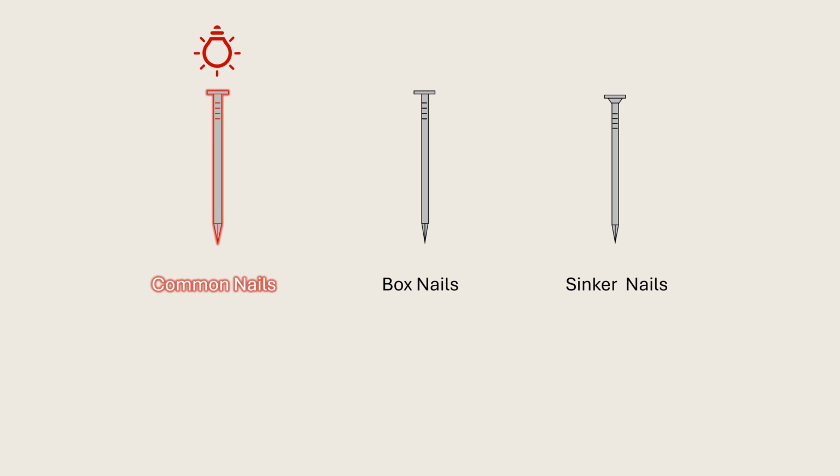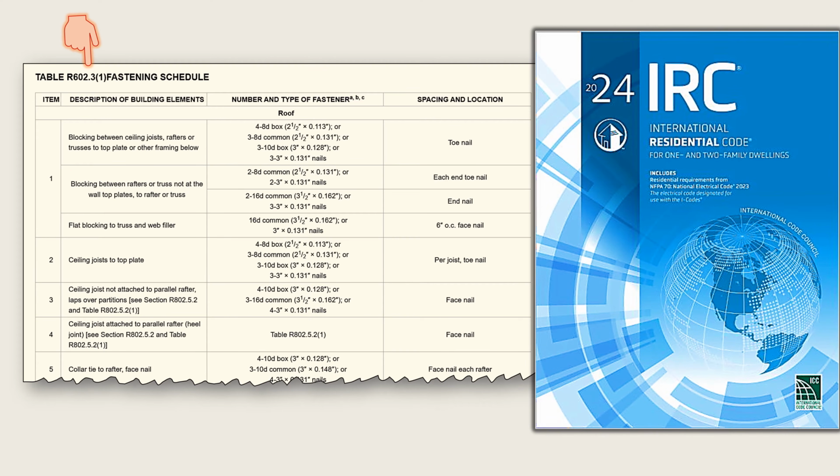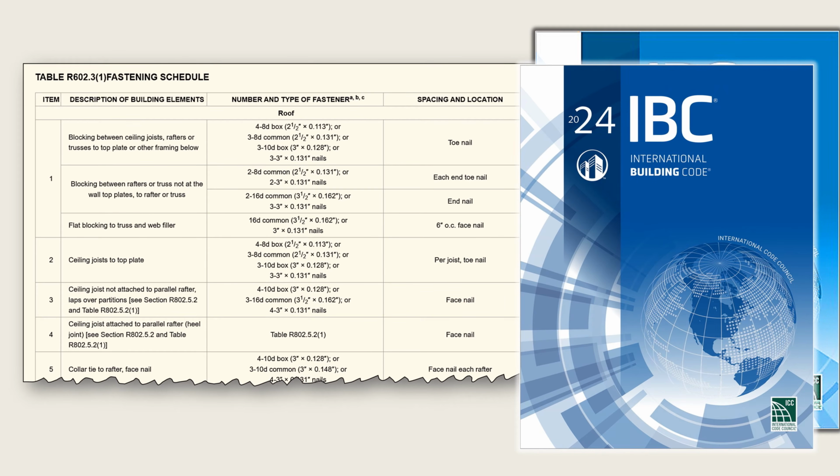The prescriptive wood nailing requirements are provided in what is known as the fastening schedule, which is the first table in section R602.3 of the International Residential Code, or IRC. A similar table is also provided in Chapter 23 of the International Building Code, or IBC. The IBC and IRC are adopted in nearly all states and jurisdictions in the United States.